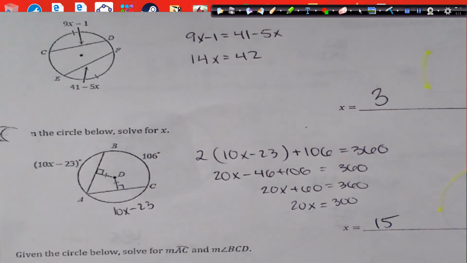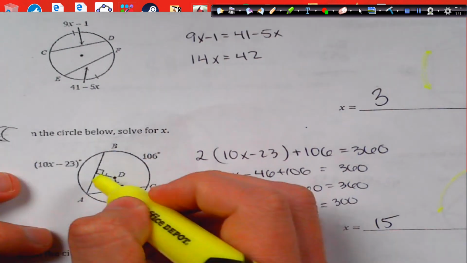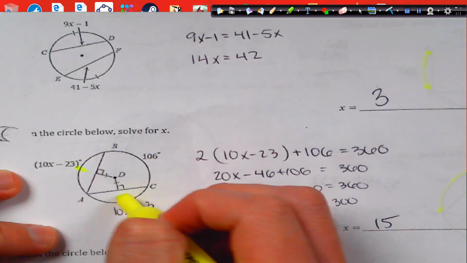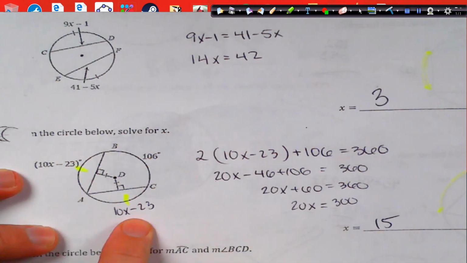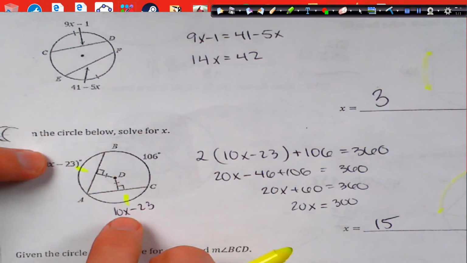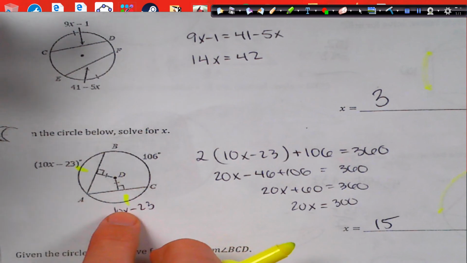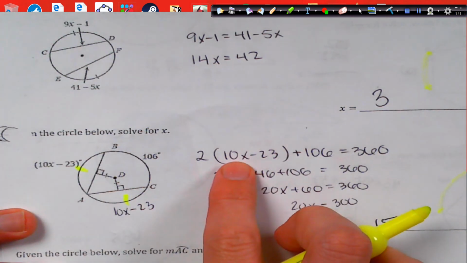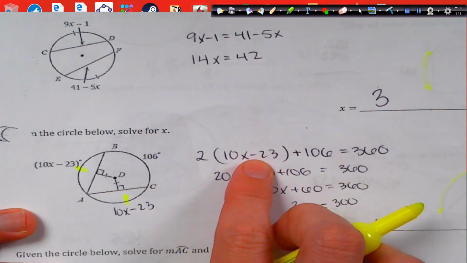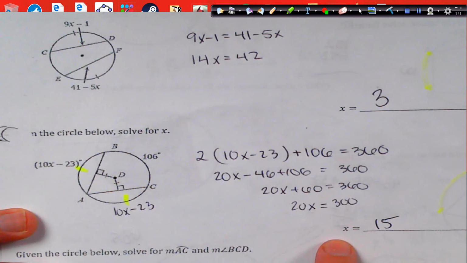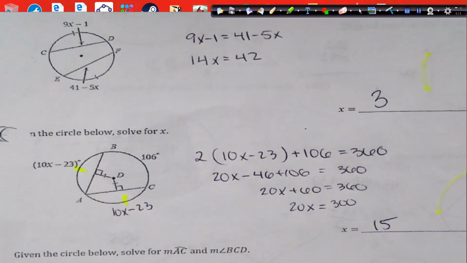Okay, this is a fun one. Again, we have equidistant chords, so the chords are congruent, which means the arcs are also congruent. So I just wrote the arc in twice and 106. I said, hey, if I did this plus 106, I should get 360. Just to make it easier, instead of adding 10x minus 23 twice, I just times it by 2. And we ended up with all of this great stuff, and we got x equals 15 here after doing my algebra.